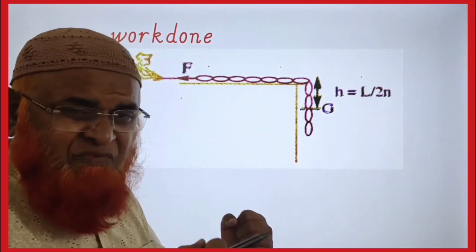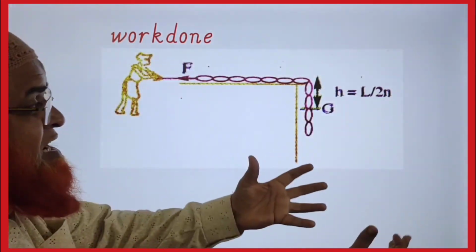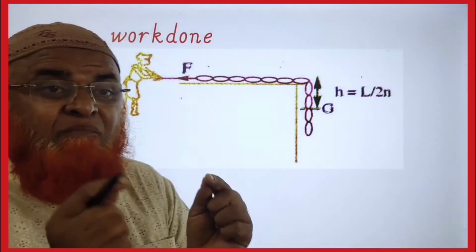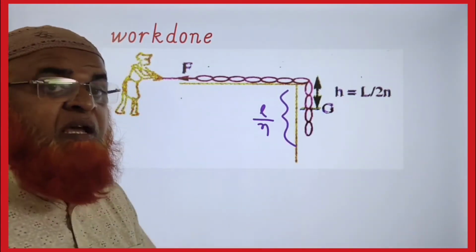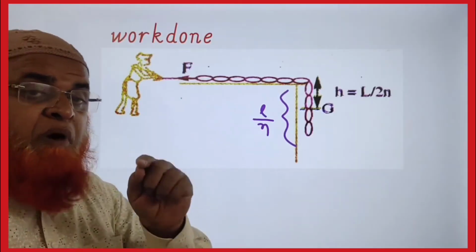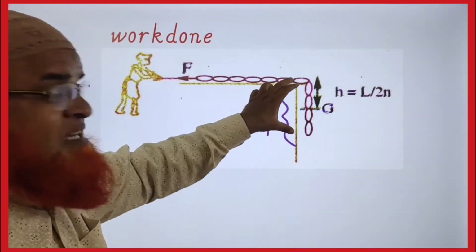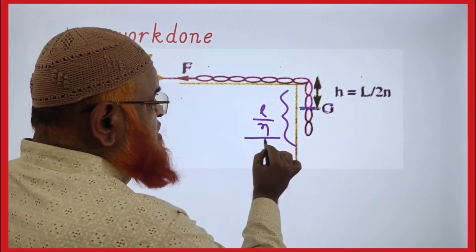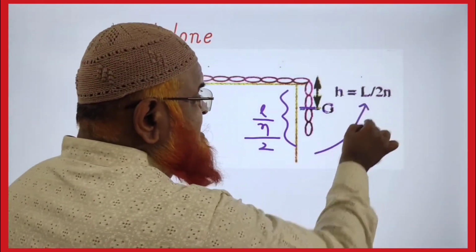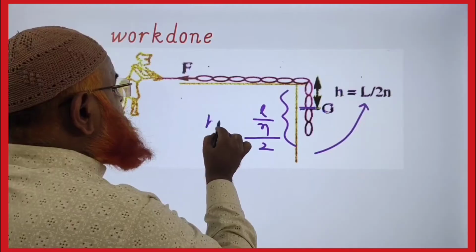Dear students, what is the work done in pulling the chain completely on the table when L by nth part of a chain is hanging? How much part of a chain is hanging? L by nth part of a chain is hanging, but you have to consider the center of mass of that hanging part. So the center of mass of this hanging part is in the middle, so you have to divide by 2, then it is going to become L by 2n, and this is going to become h here now.